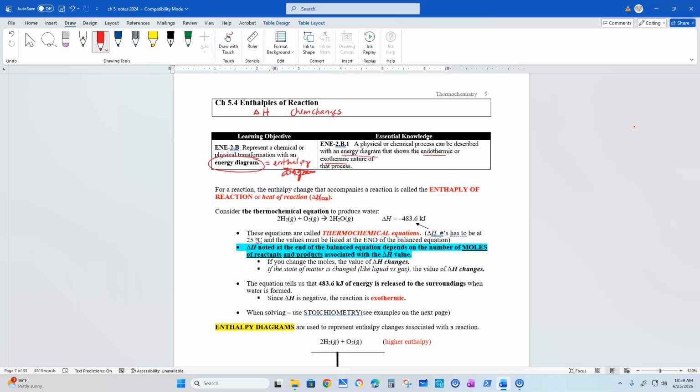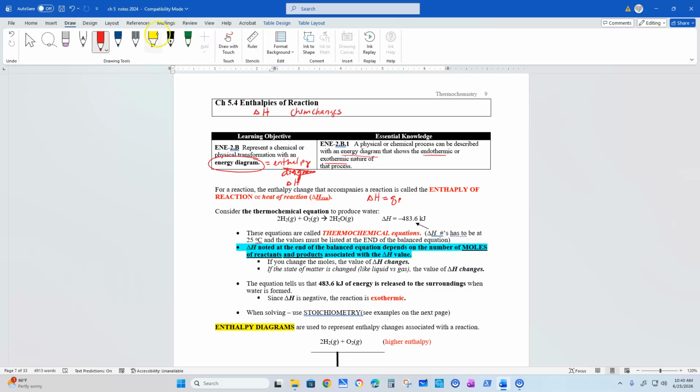For a reaction, the enthalpy change, delta H, that accompanies a reaction is called the enthalpy of reaction, or you can even call it heat of reaction, because remember, why can we say enthalpy or heat? Well, if you have constant pressure, both terms go hand in hand. We have an abbreviation for it. It's called delta H reaction, and you write the little word reaction like a subscript.